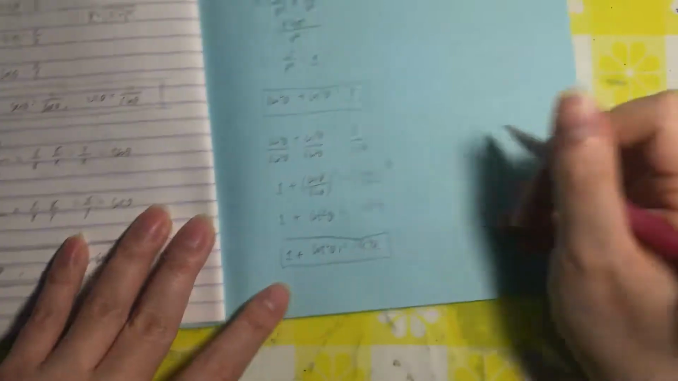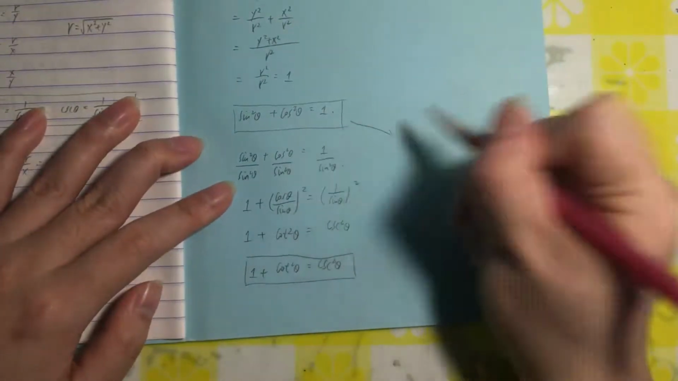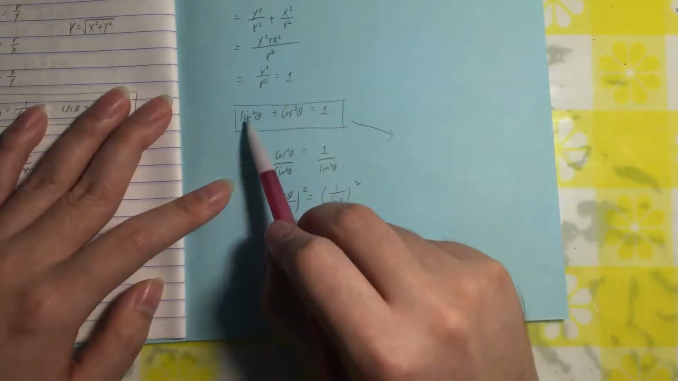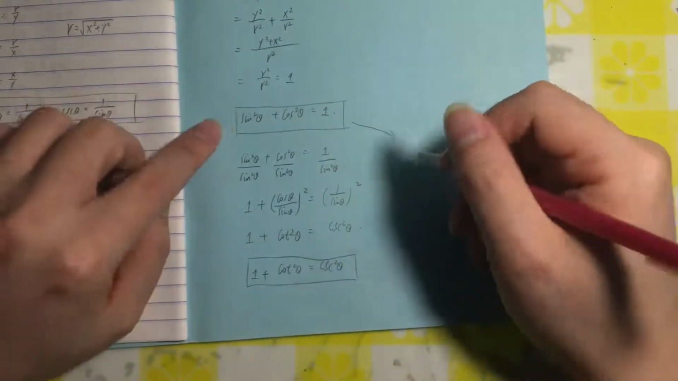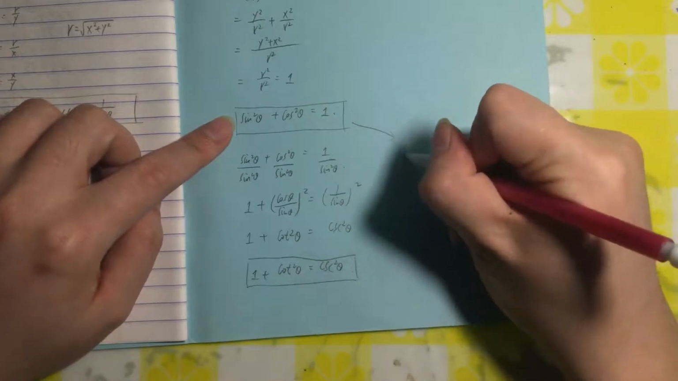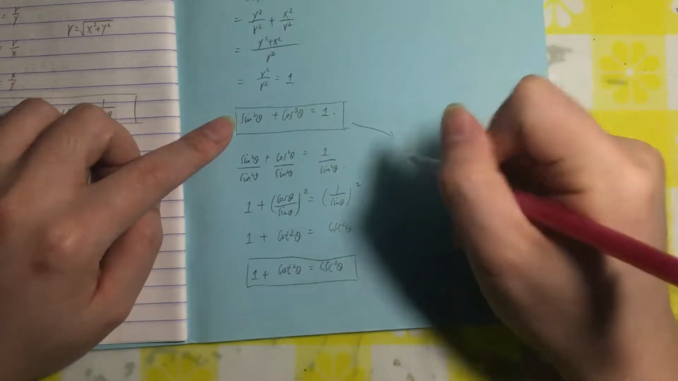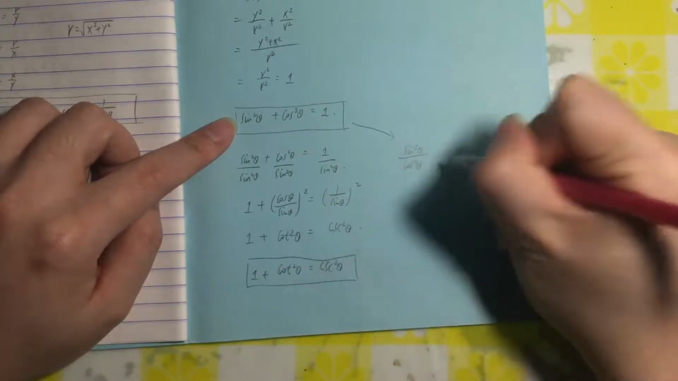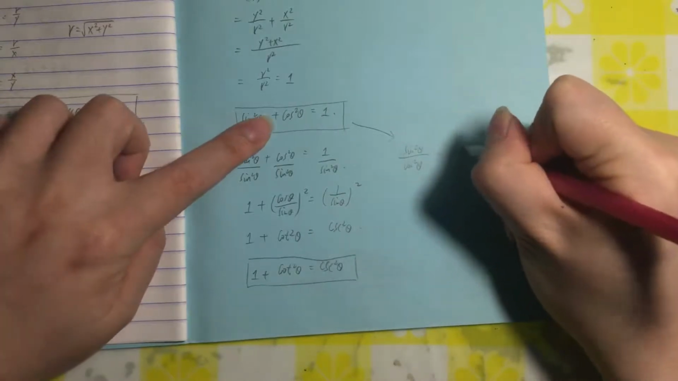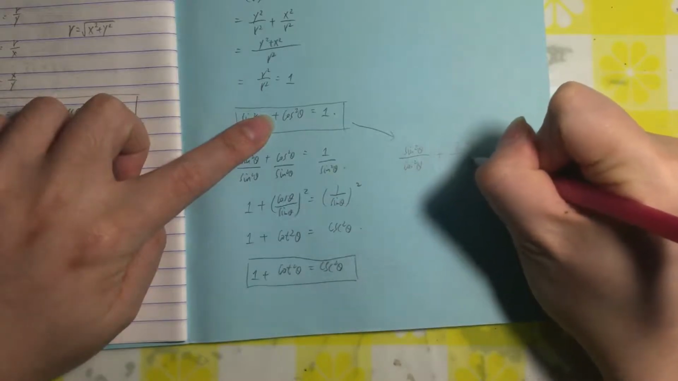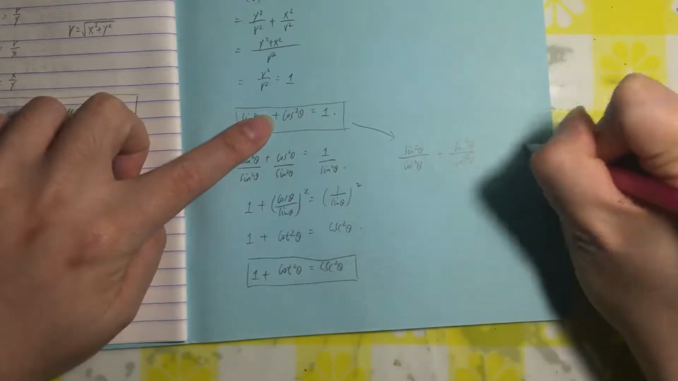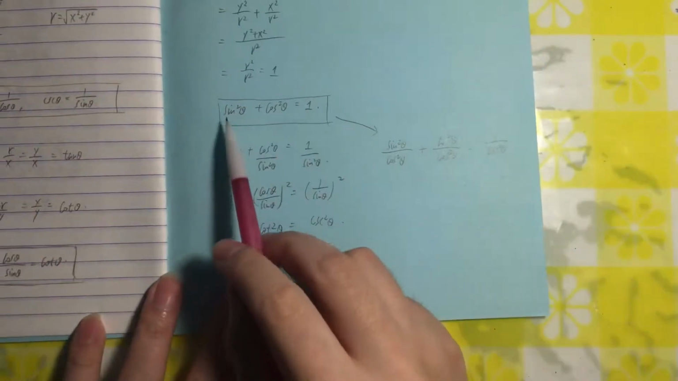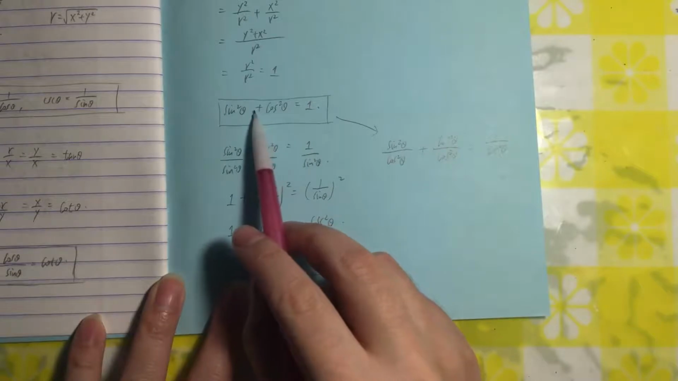Now, for the same equation, what if I divide both sides by cosine squared theta? Then I get sine squared theta over cosine squared theta plus cosine squared theta over cosine squared theta equal to 1 over cosine squared theta.